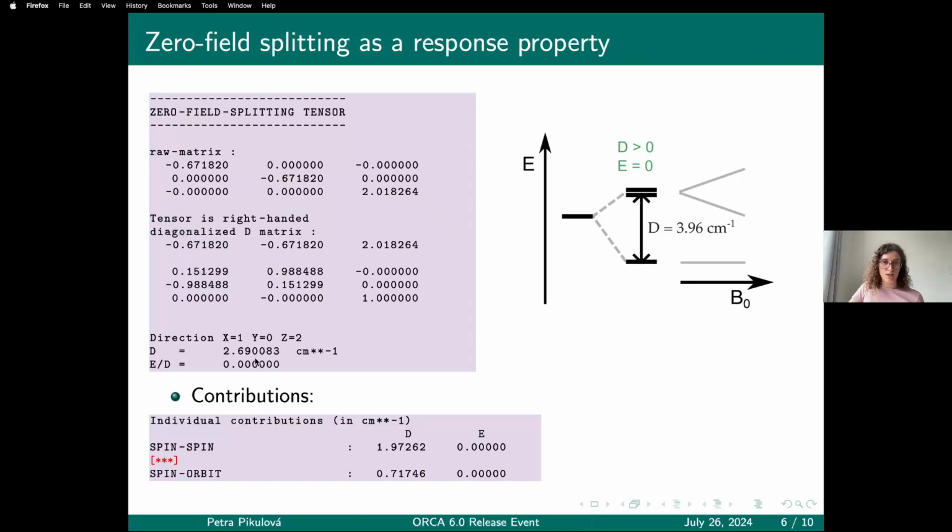So you can see here that it's not completely unreasonably off the experiment. At least it has the same sign and everything. And then the program will print the contributions to the total value. In particular, I picked here the spin-spin and spin orbit. And you can see that in this system, oxygen, both of these terms are kind of the same order of magnitude, and that's actually why I picked this system to show you.